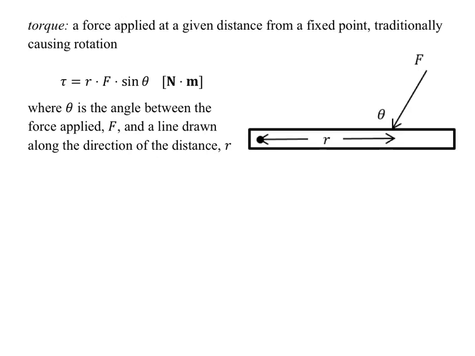Start with the definition of torque. For torque, we're going to start with a force applied at a given distance from a fixed point. Traditionally, this causes some sort of rotation. If the object is fixed in place, it will probably not cause rotation, but it'll cause the object to bend. One of the most basic structures for civil engineering and structural engineering is a cantilever beam. Anybody ever hear that term before? A good example of one would be a diving board.